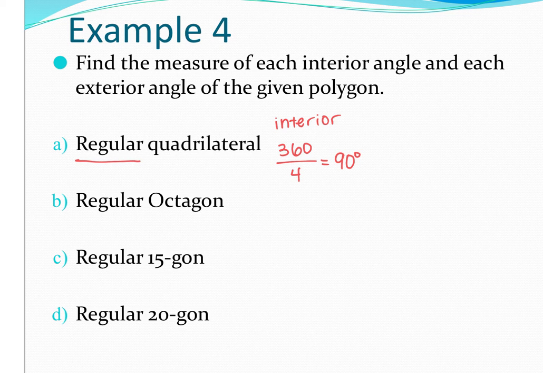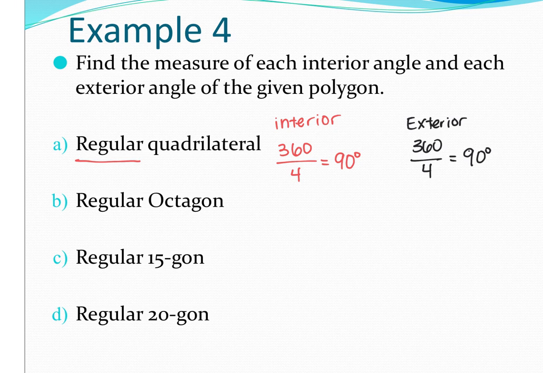What about the exterior? 360. Because all exterior angles sum to 360. Yep, it's going to be 360, and then we divide by 4. So each exterior angle also needs to be 90 degrees.